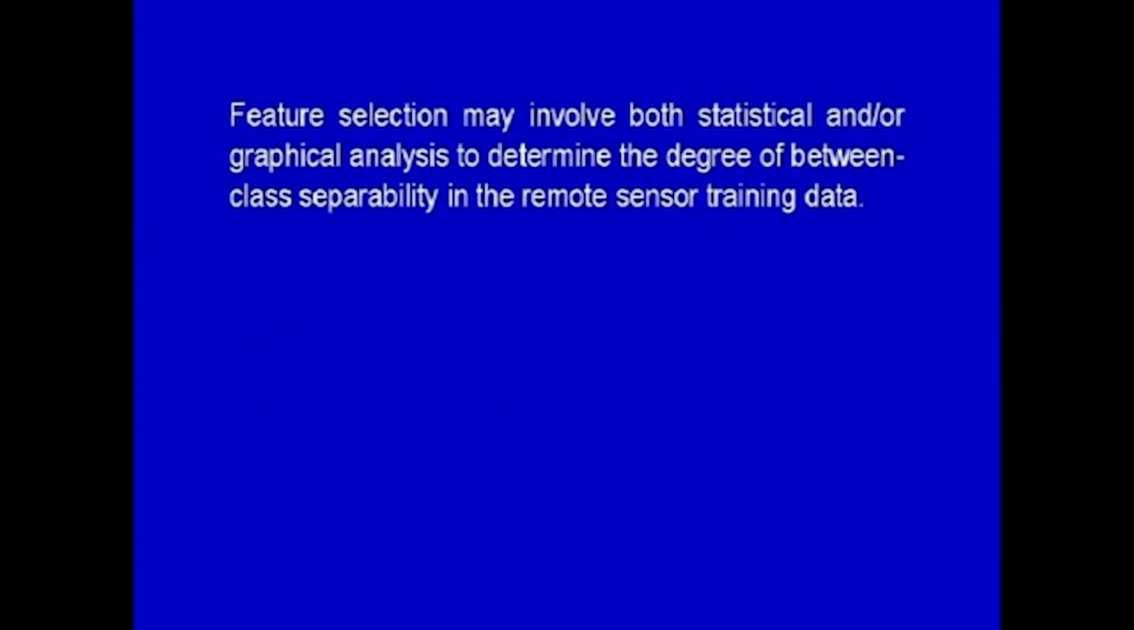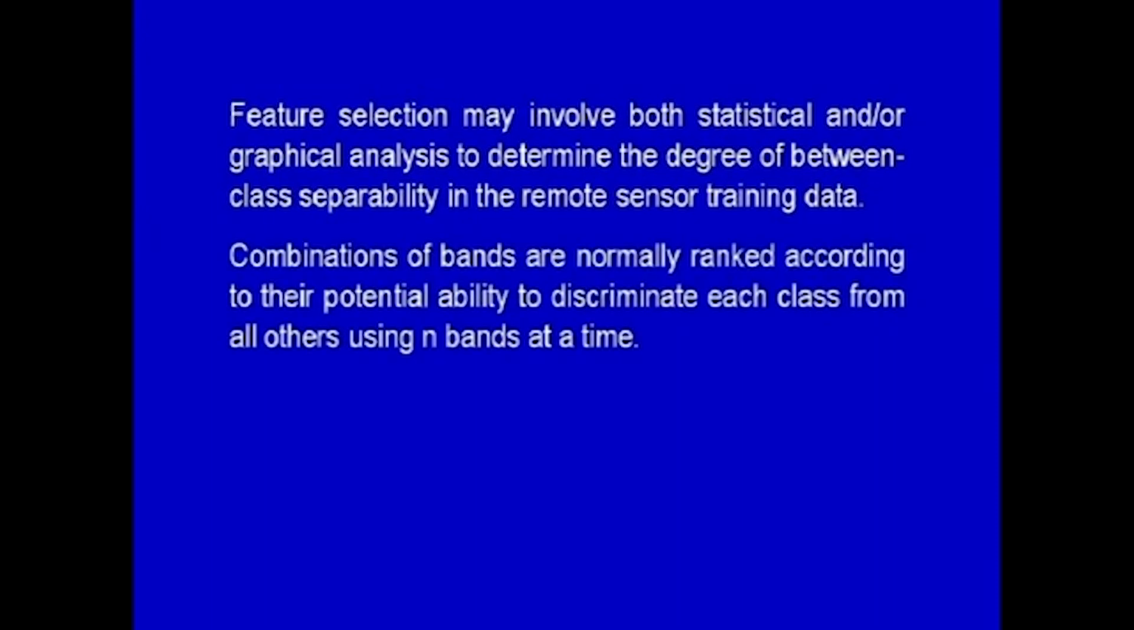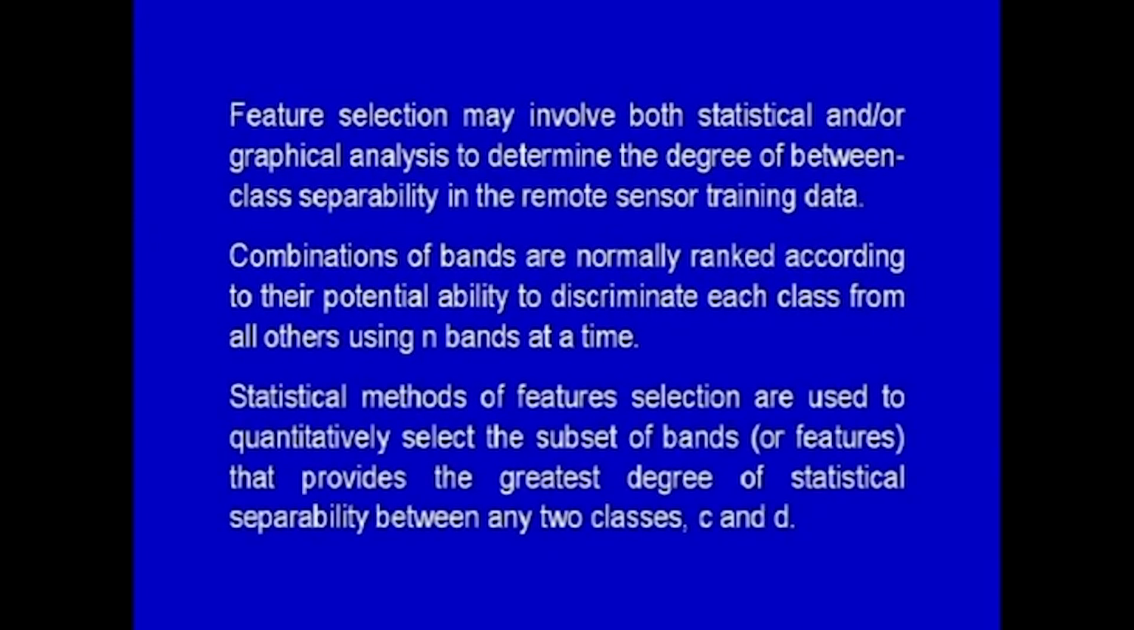Feature selection may involve both statistical and or graphical analysis to determine the degree of between class separability in the remote sensor training data. Combinations of bands are normally ranked according to their potential ability to discriminate each class from all other using n bands at a time. Statistical methods of feature selection are used to quantitatively select the subset of bands or features that provides the greatest degree of statistical separability between two classes C and D.